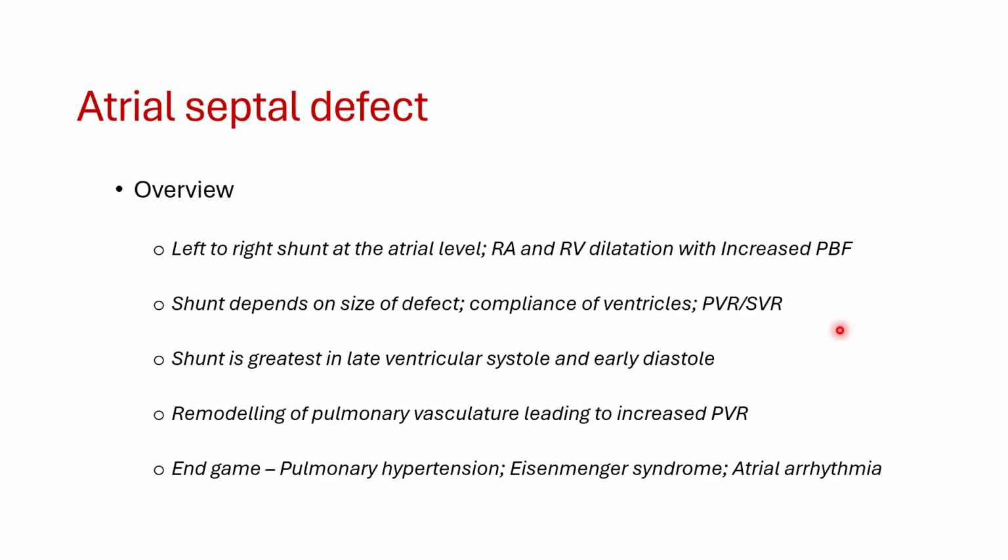So straight to the first one, atrial septal defects. So this is a left right shunt at the atrial level, and because of that, it tends to cause dilatation of the right atrium and the right ventricle with increased pulmonary blood flow.